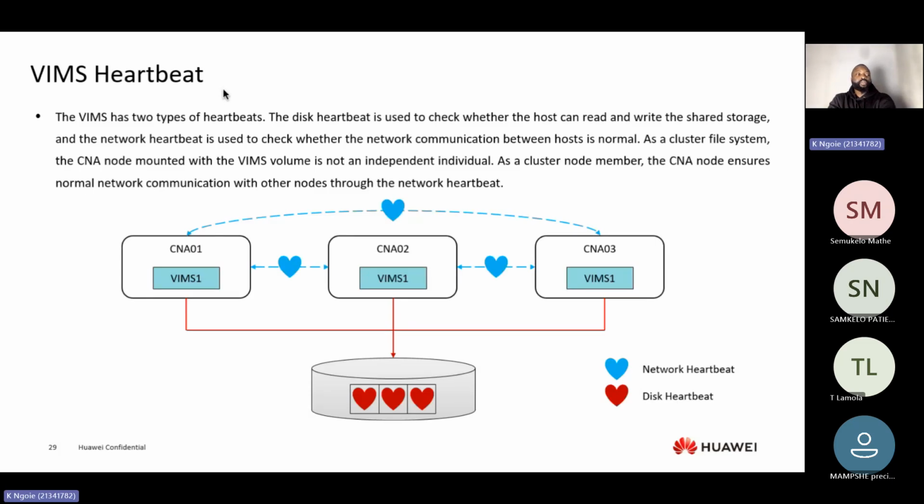This is what we call the Vim heartbeat. We have two types: the network heartbeat or the disk heartbeat. The disk heartbeat is used to check whether the host can read or write the shared storage, right? And the network heartbeat is used to check whether the network communication between hosts is normal. All right, so that's all.